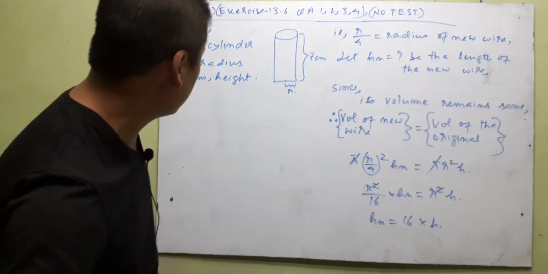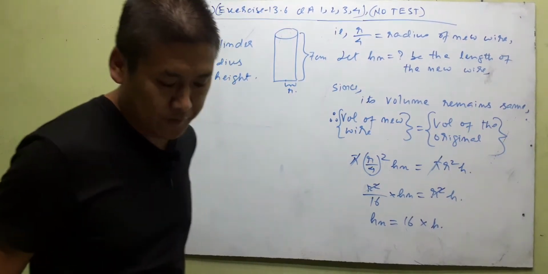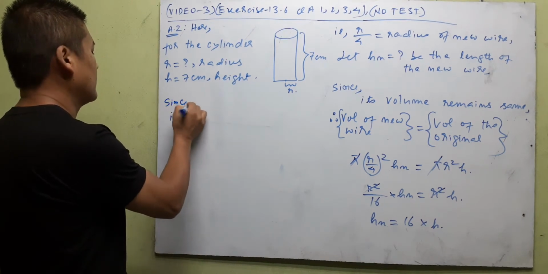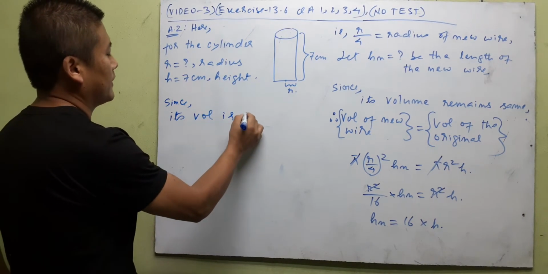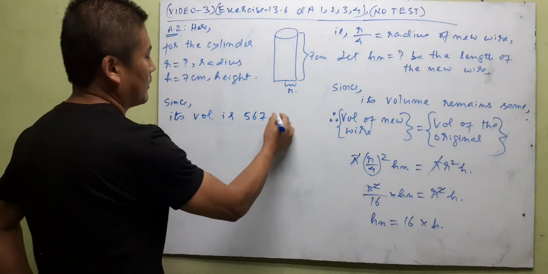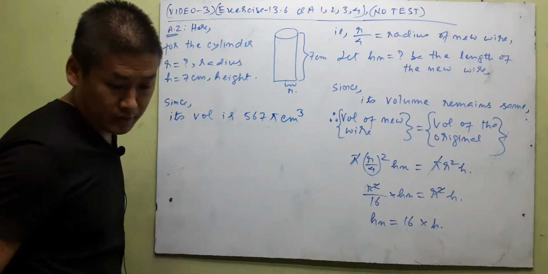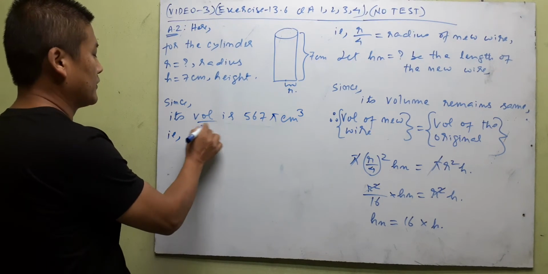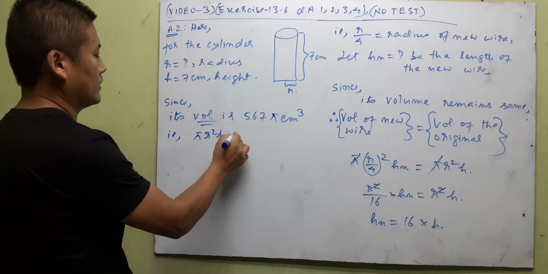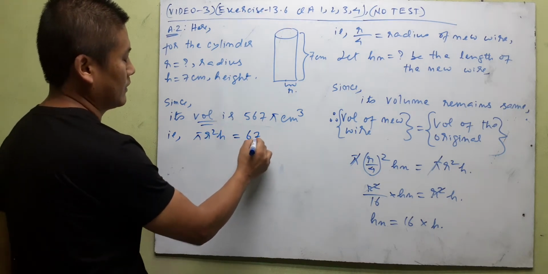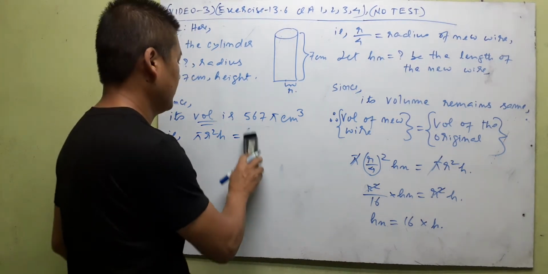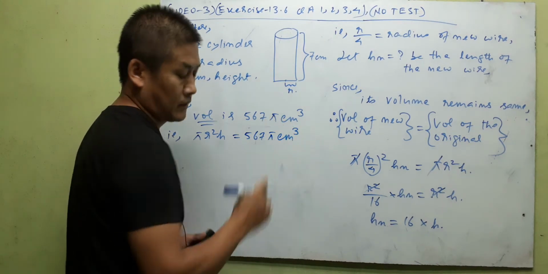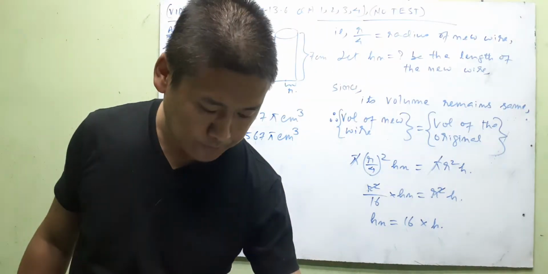Now the question is saying the volume of the cylinder is 567 pi centimeter cube. That's what the question is saying. And therefore, volume of cylinder is pi r square h, which is equal to 567 pi centimeter cube.